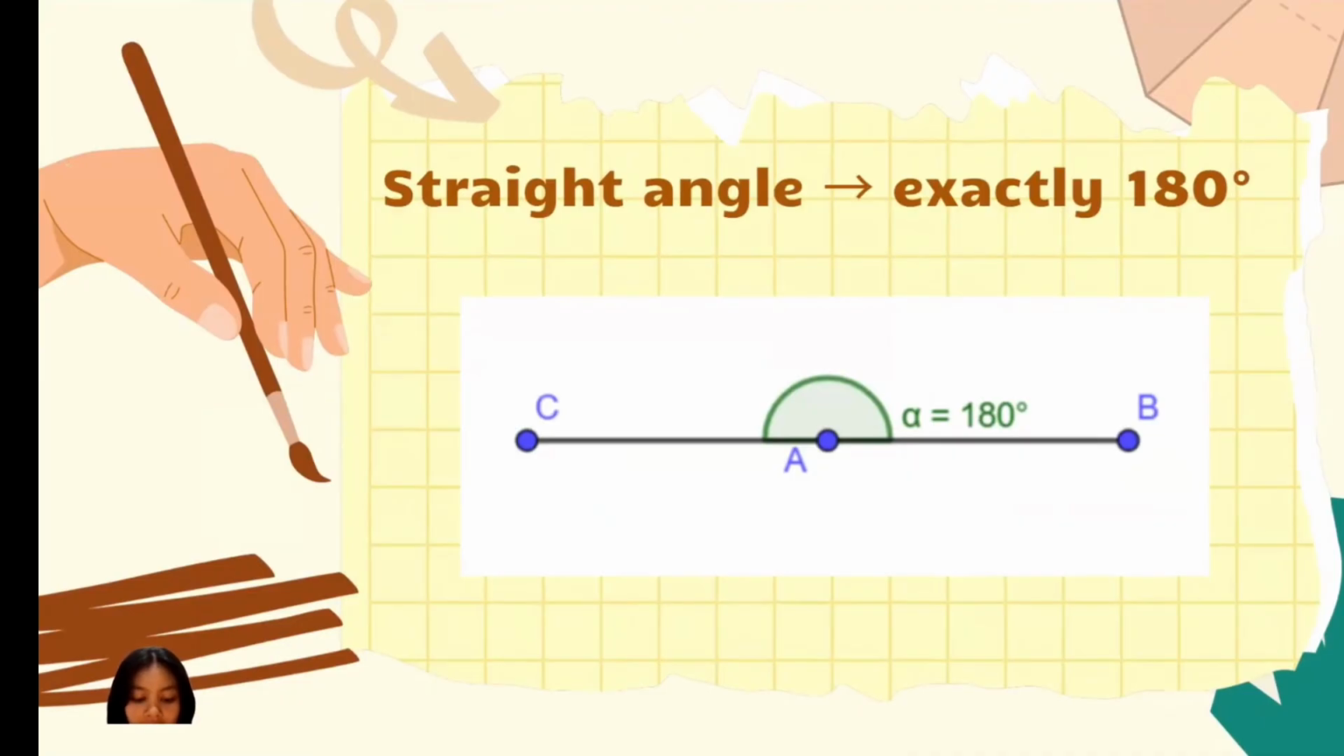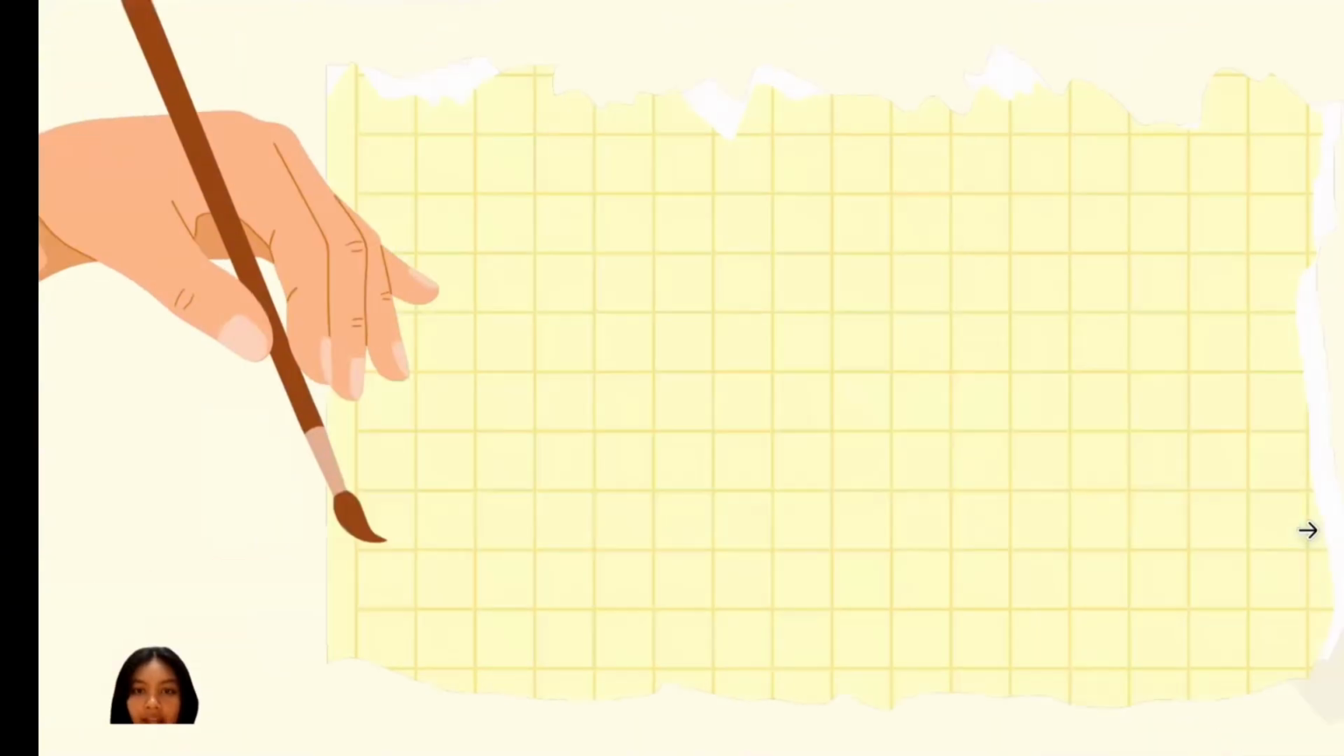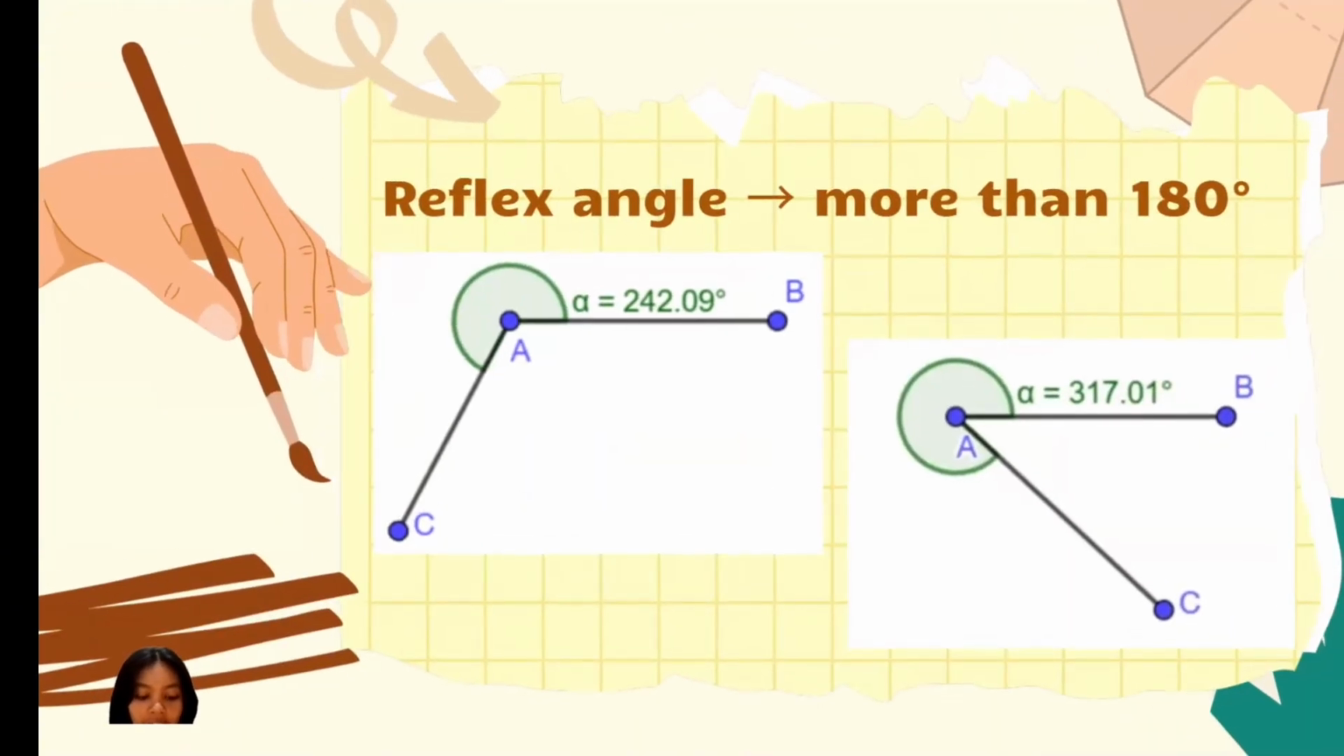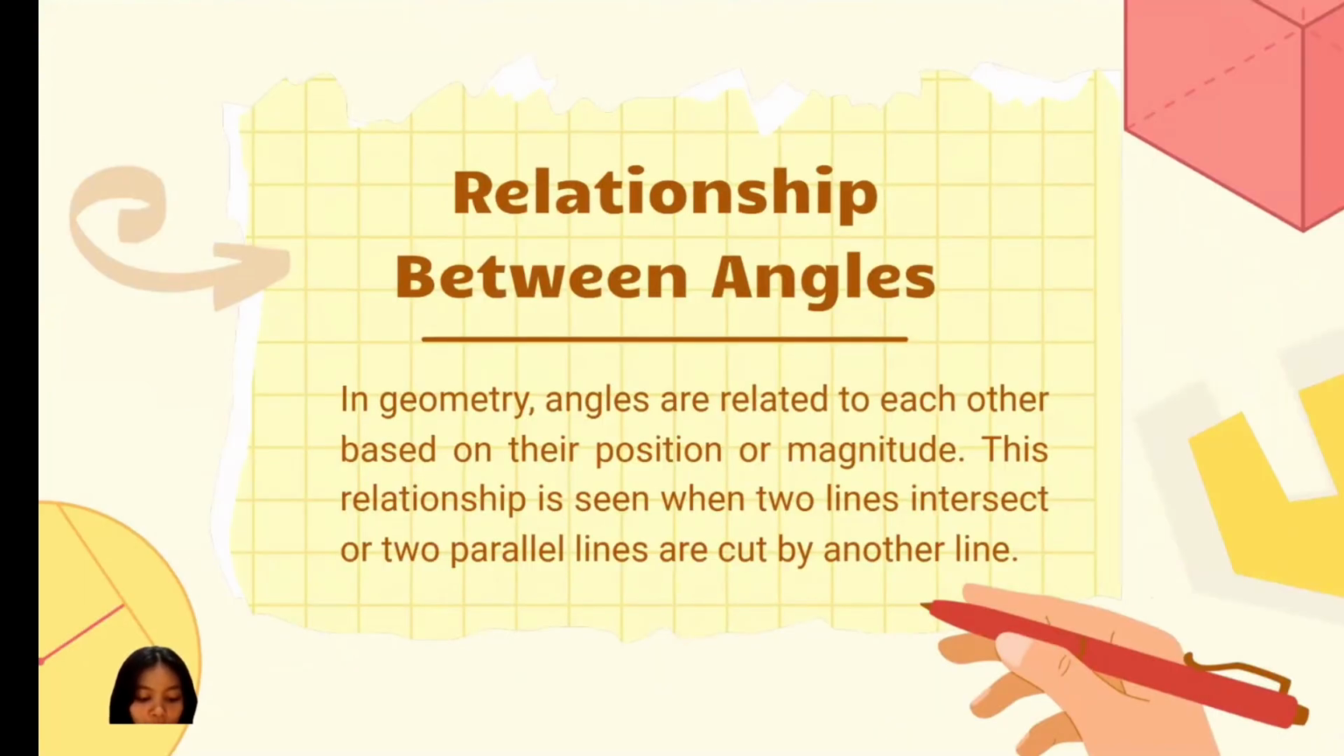Fourth is straight angle. This is an angle that measures exactly 180 degrees. And the last is reflex angle. This is an angle that is more than 180 degrees and less than 360 degrees. Now, we will learn about relationship between angles.